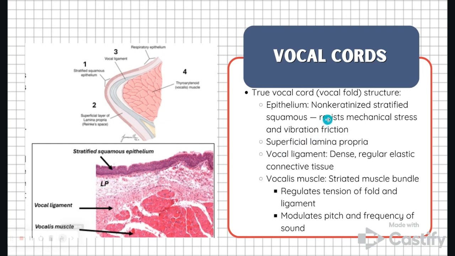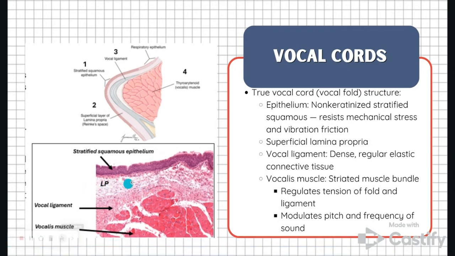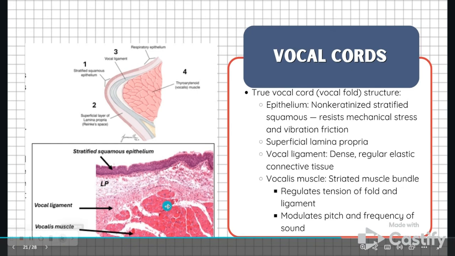Now, the vocal ligament is a dense, regular, elastic connective tissue. The vocal ligament we will discuss. It's a ligament. It's a connection. We know ligaments connect things. So here, we're connecting the lamina propria with the muscle through the vocal ligament.